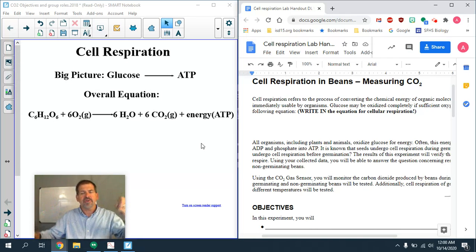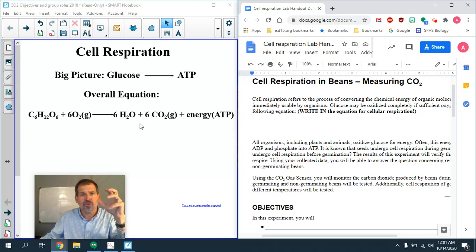Now, ultimately, what we're studying is how fast does cell respiration take place inside a bean. Cell respiration is an energy converting chemical reaction. Really, if we had to summarize chapters 8 and 9 in 2 words, it would be energy transfer. Chapter 8 is all about the transfer of light energy into chemical energy through photosynthesis. Chapter 9 is about the transfer of chemical energy form 1, glucose, into chemical energy form 2, ATP.